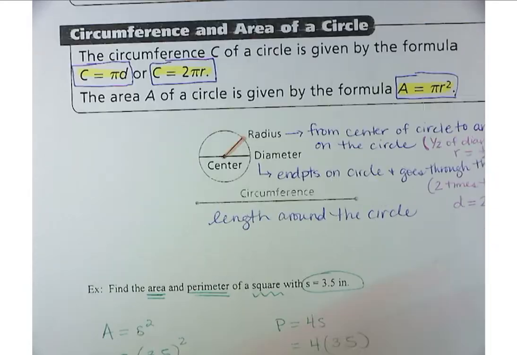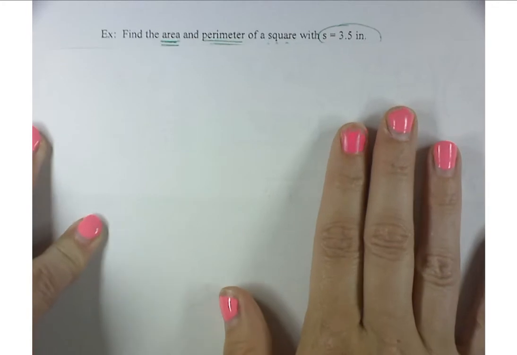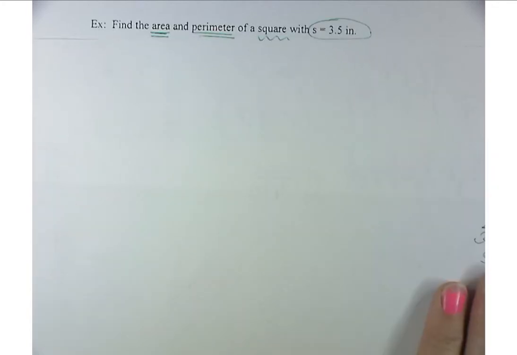Okay, so for our first example, you are going to find the area and perimeter of a square with a side of 3.5 inches. Okay, so I'm going to give you about 30 seconds to do those and check your answers with your elbow partner. Did you get 9 for the 5 or 7 for the area? No?